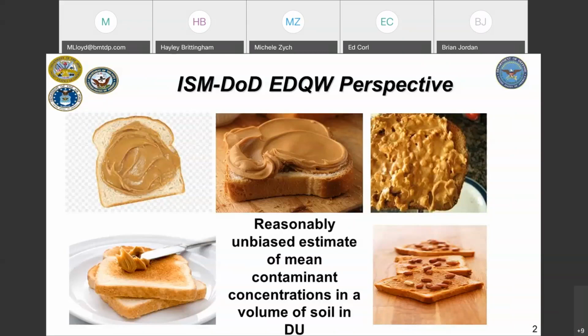If you're like me, I love peanut butter on bread or peanut butter on toast, and most normal people are going to take that peanut butter and spread it evenly, right? To obtain a reasonable average concentration of unit peanut butter per unit bread per bite, right?